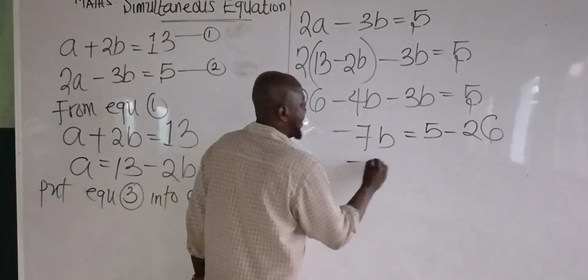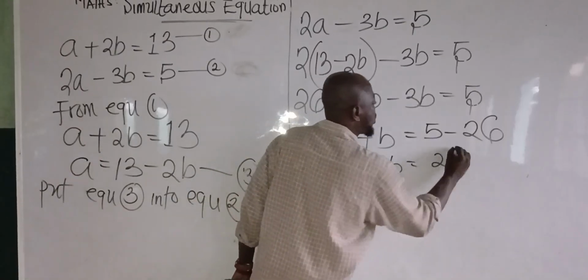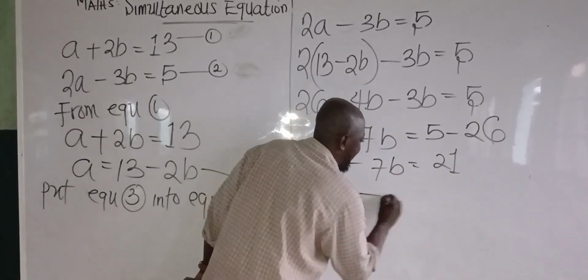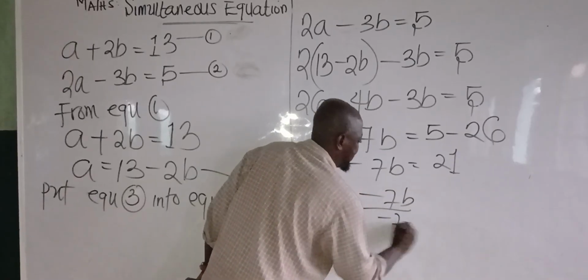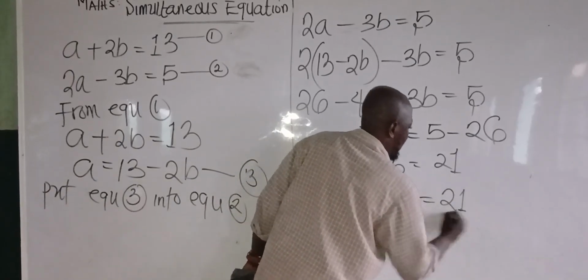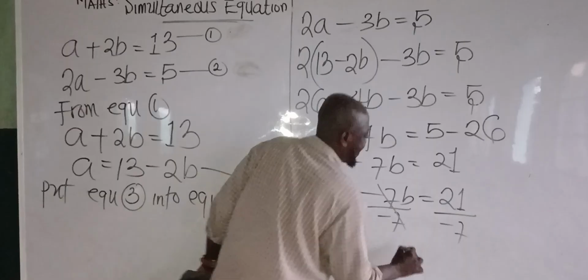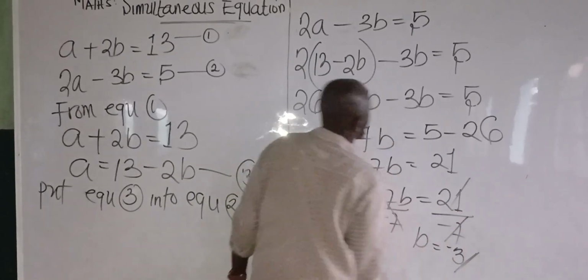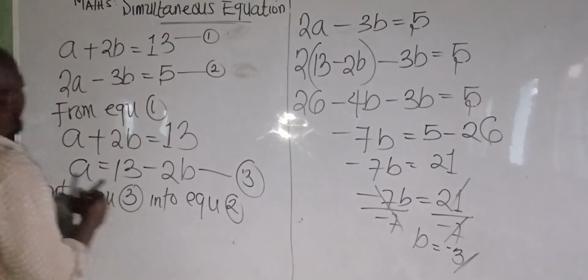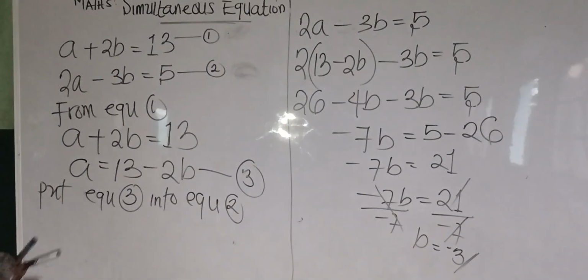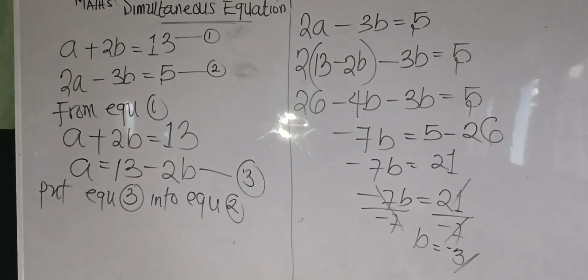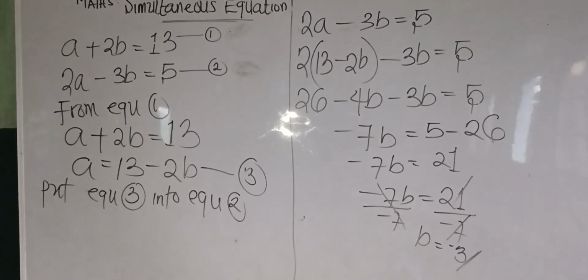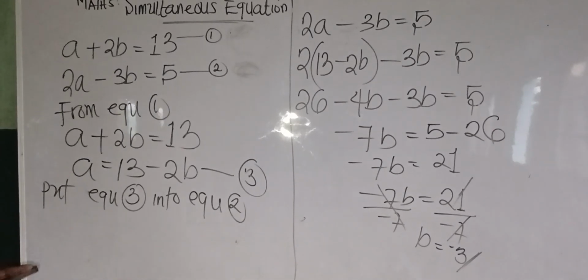Here, I'm having 7b to give me 21 as my value. I'm looking for b now, so I'll divide by 7, minus 7. So this can take care of this, and this can cancel this. B becomes minus 3 as my value there. So this is how that is done.